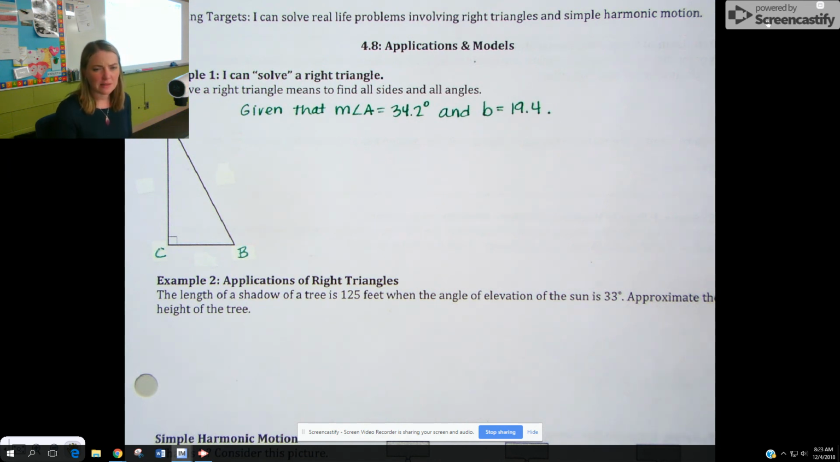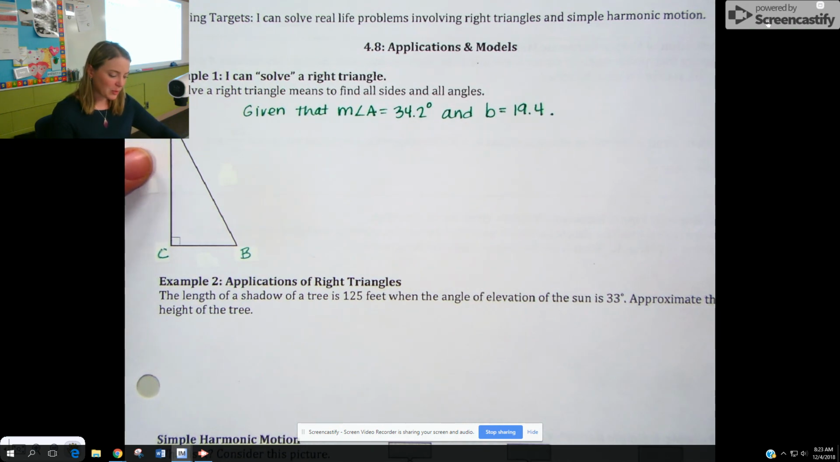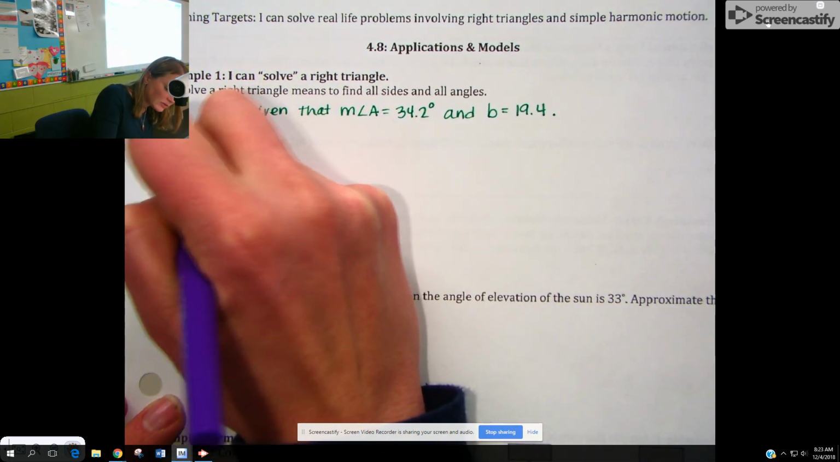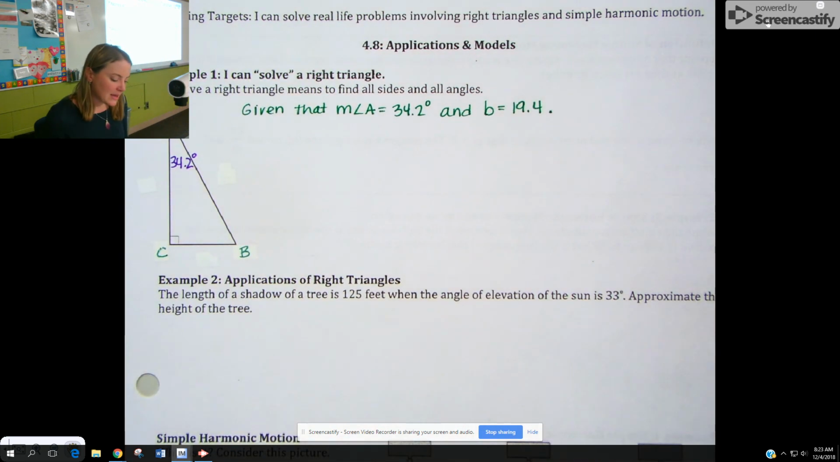I missed a couple things before I made the copies. So note for yourself that this triangle's name is ABC. Make sure you put the angles in the right corners. We're going to use our capital letters to represent the vertices. That's a convention from your geometry class. We already know that angle A is 34.2 degrees, so we'll fill that in. And they gave me here that little b is 19.4.